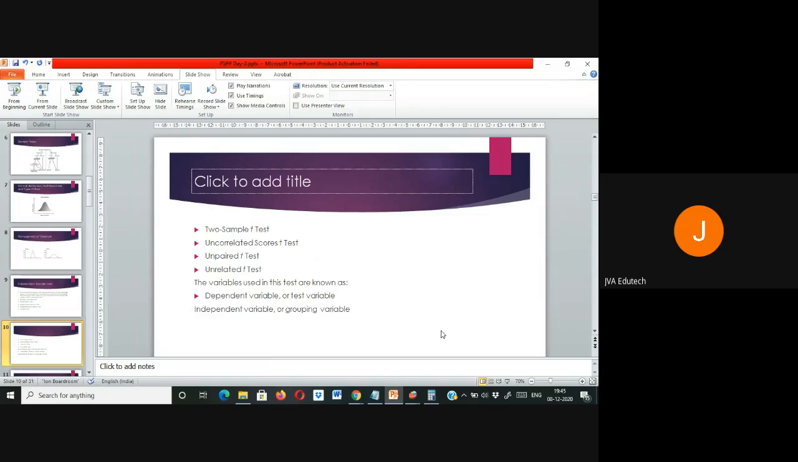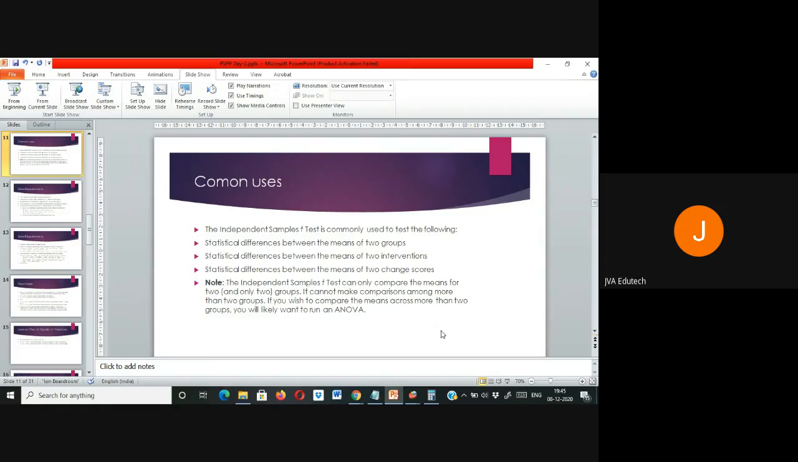This is again a parametric test, meaning normal distribution, continuous data, all taken on a continuous scale, metric data, all these assumptions are met. It is known as independent t-test, independent measure t-test, independent two-sample test, student t-test. It has different names. It is also known as uncorrelated score t-test, unpaired t-test, unrelated t-test. The variables used in this test are known as the dependent variable or the test variable, and the independent variable divided into groups, also known as the grouping variable.